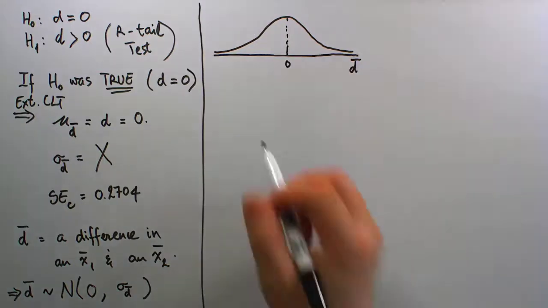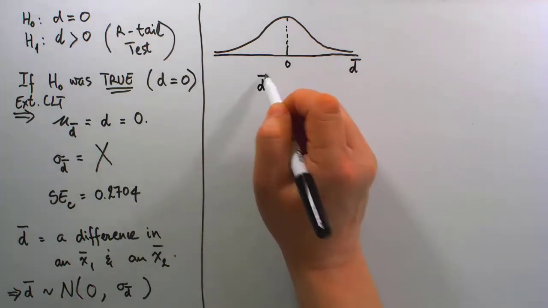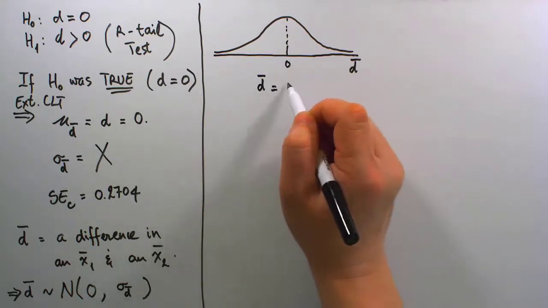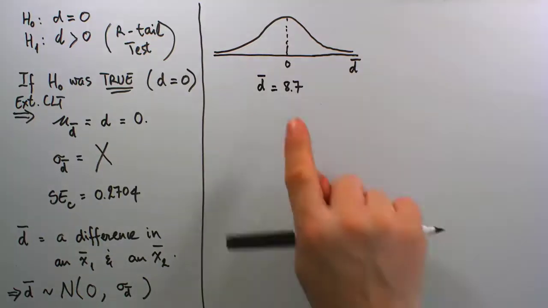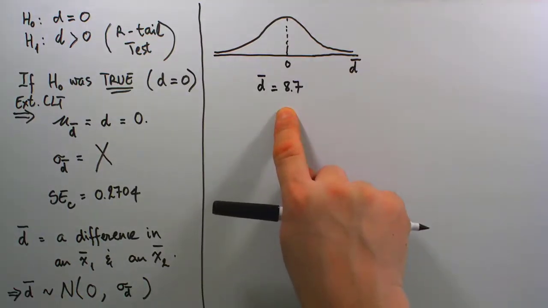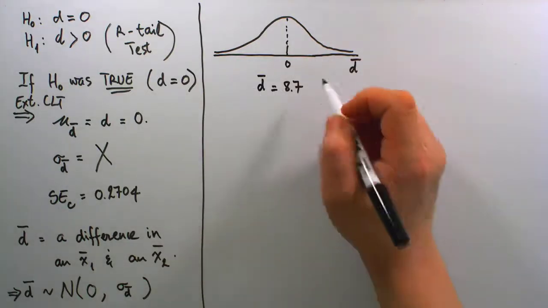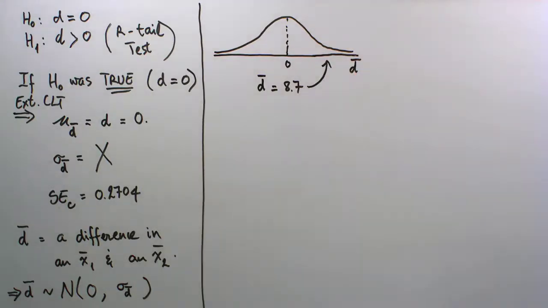But now, completely opposite from part A, our particular sample value d bar is now a positive 8.7, no longer negative 8.7 like what we had in part A. And so this d bar must stand somewhere to the right hand side on this bell curve right here.